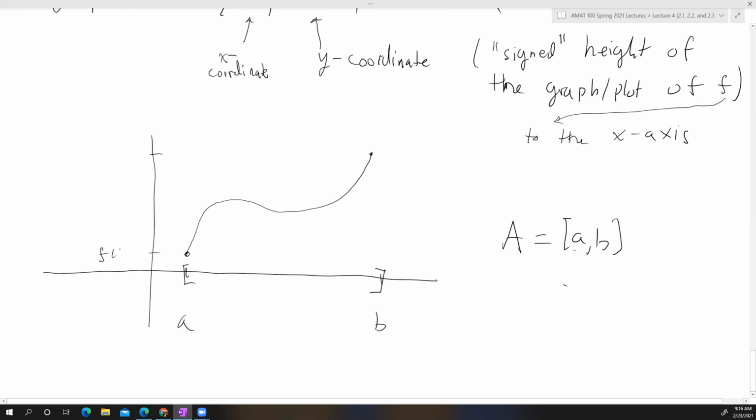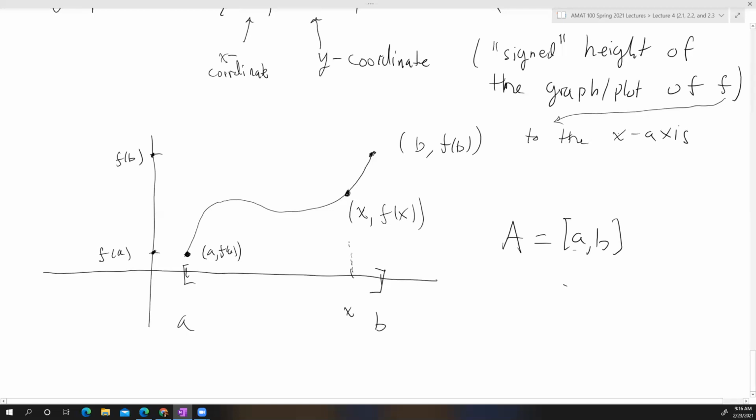So this would be f of A, f of B, and then this point right here is A, f of A, and this point right here is B, f of B. And then we can just take some arbitrary point in the set, say right here, this will be x, and this point right here will just be some point other than the endpoints, x, f of x.